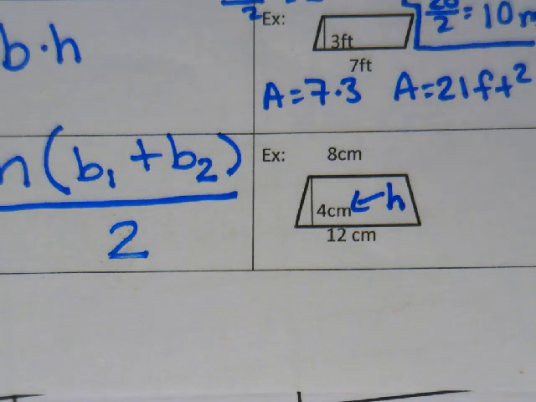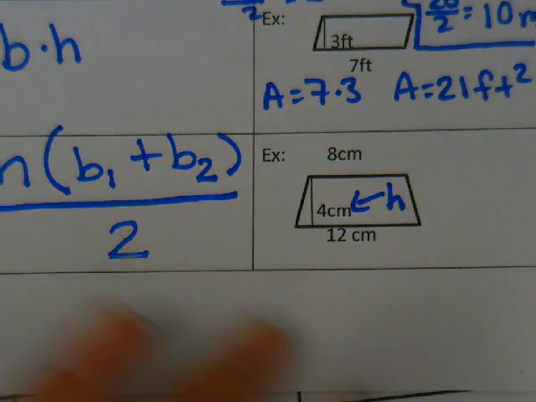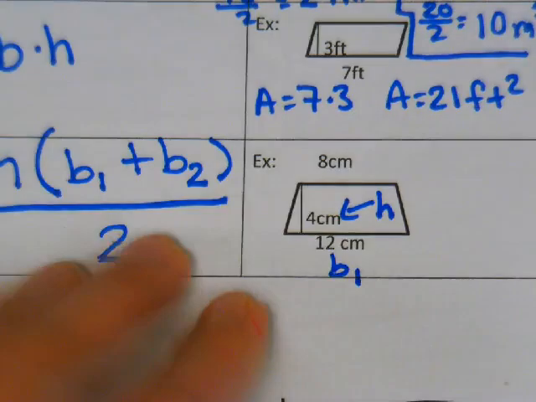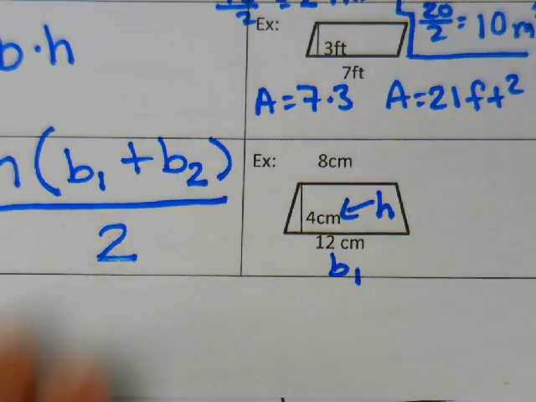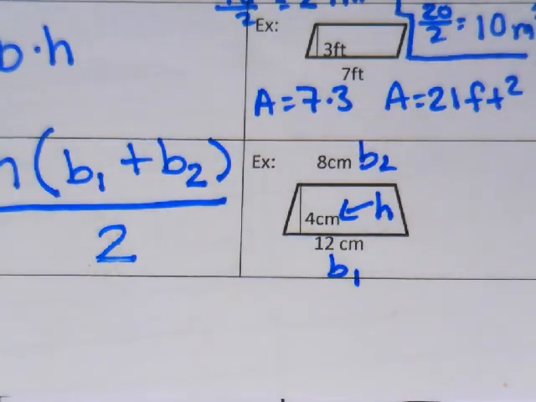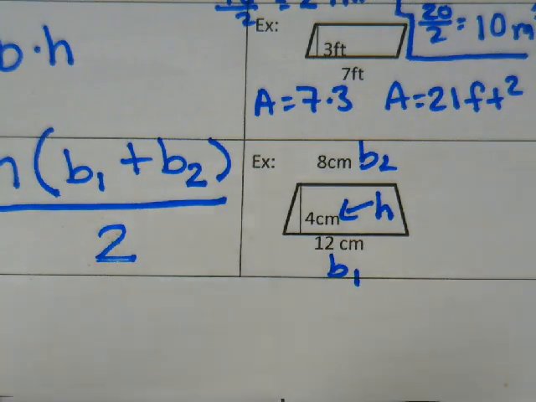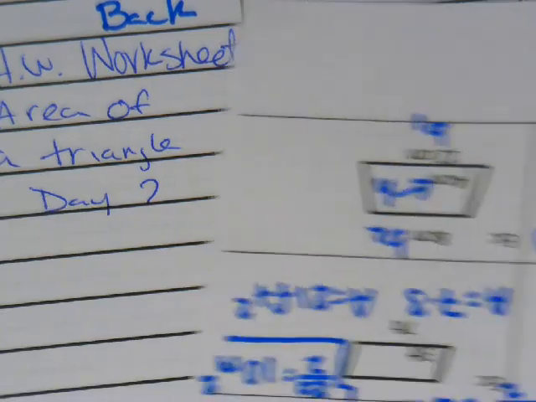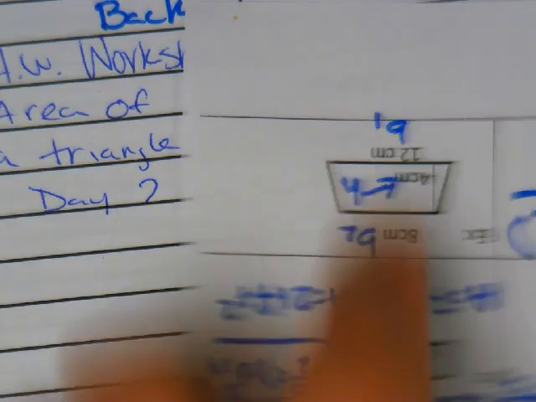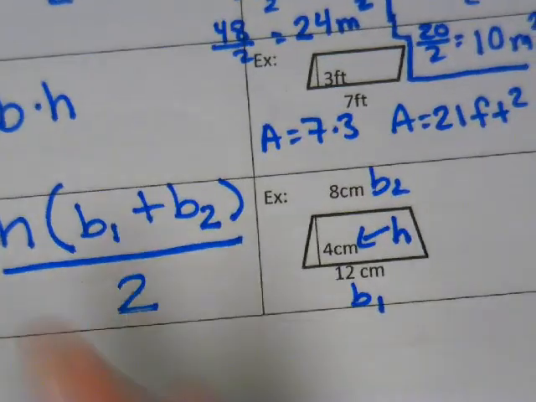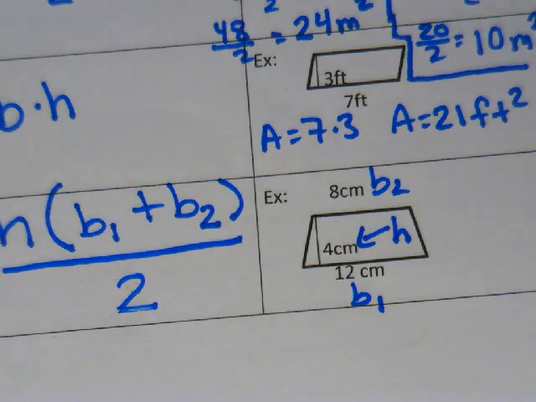Okay, which one's your base 1? 12. Okay. Do you want to know a secret? It could also be 8. There's no wrong answer. This one's your base 1. Which one's your base 2? 8. You want to know a secret? It could also be 12. Why? Because if I flip this around, wouldn't that be your base 1 then? Yeah, so it could be either one. Your math is fine. But if you call the 4 the base, then you're wrong. This is not the height. This is the height. So that's how you can make a mistake.